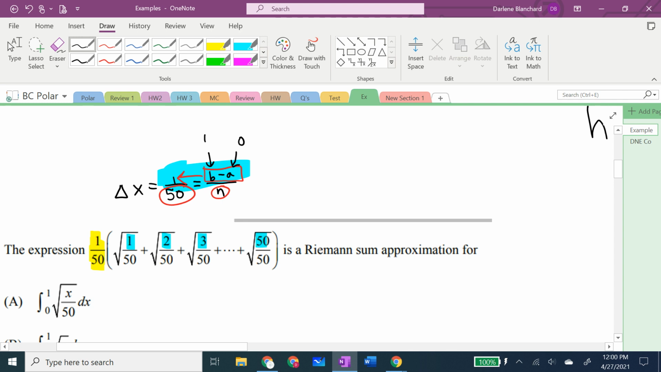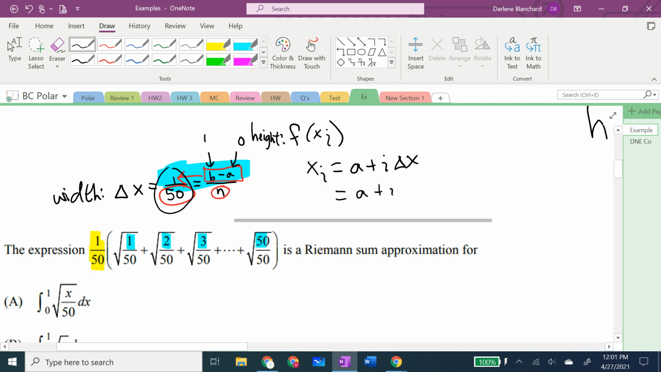Because my x sub i formula is going to go into my function to create the height. So I've got width of rectangle, and I've got height. But my focus is the formula for what I plug into the x, or for what x is to plug into the function. And that formula is a plus i times delta x. Well, I already know delta x. It's 1 over 50. And I figured out that a has to be 0 based on the choices.